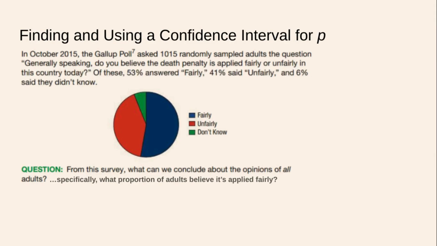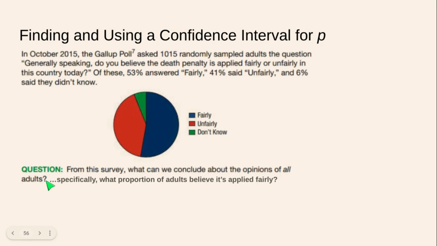Let's do an example. In October of 2015, the Gallup poll, all right, Gallup is pretty much the gold standard for surveys, asked 1,015 randomly sampled adults the question, generally speaking, do you believe the death penalty is applied fairly or unfairly in this country today? Of these, 53% answered fairly, 41% answered unfairly, and 6% said they didn't know. All right? Question: from this survey, what can we conclude about the opinions of all adults?